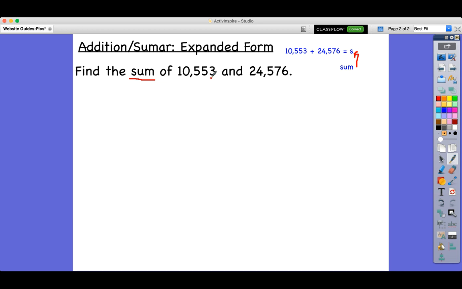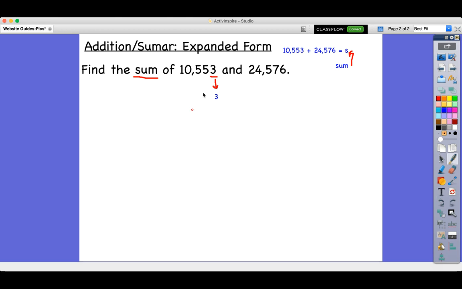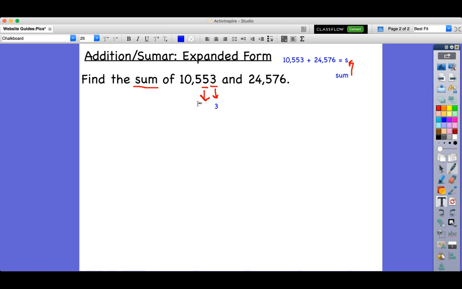So I'm going to start in the ones place with this 10,553 because that's a little bit easier for me to think about. And I'm going to think about the value of each number depending on its place value. So for example, this 3 is in the ones place. So the value of the 3 is 3 ones, or just 3. Now when we go over to the tens place, we have 5 tens. And 5 tens is equal to 50.